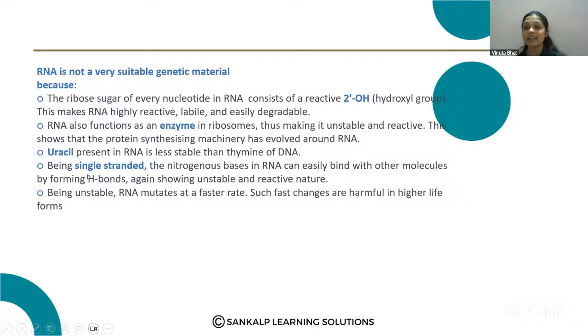And RNA is single stranded. The nitrogen bases in RNA can easily bind with other molecules by forming hydrogen bonds. So RNA forms hydrogen bonds with another molecule and binds to it. So it is unstable and reactive in nature. So RNA is unstable, and it is reactive. Being unstable, RNA mutates at a faster rate. RNA will undergo mutation, it will change. Such fast changes are harmful in higher life forms. So it is harmful for the higher life forms.